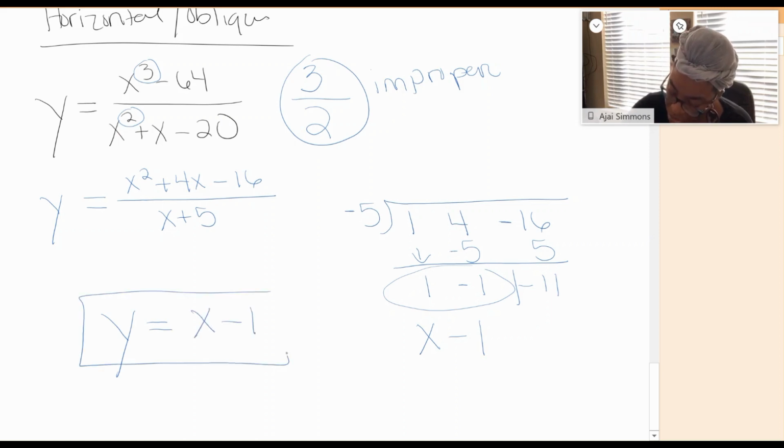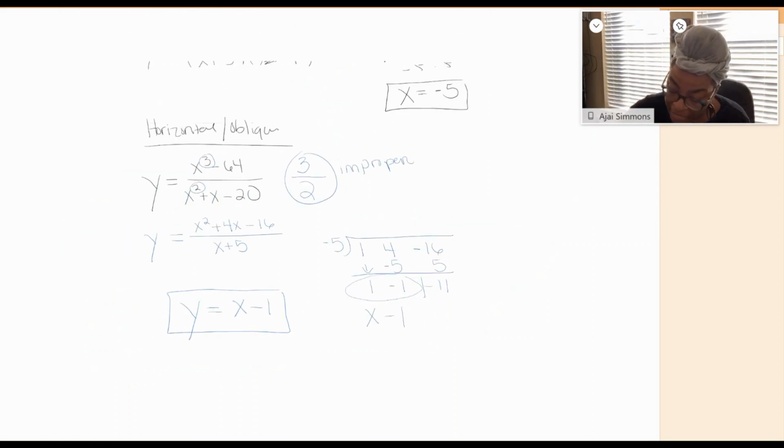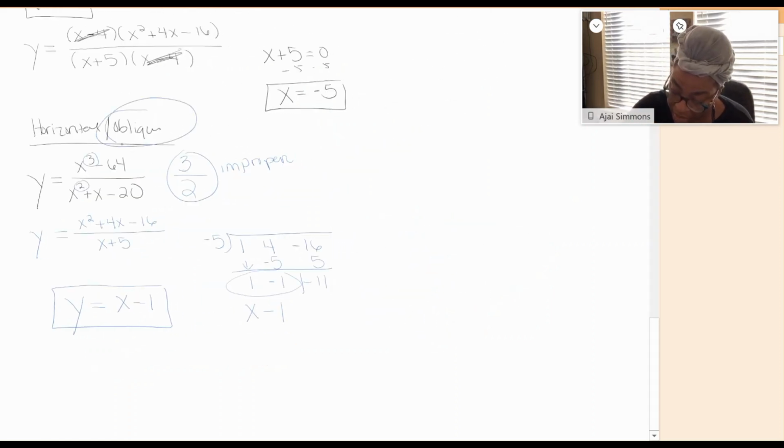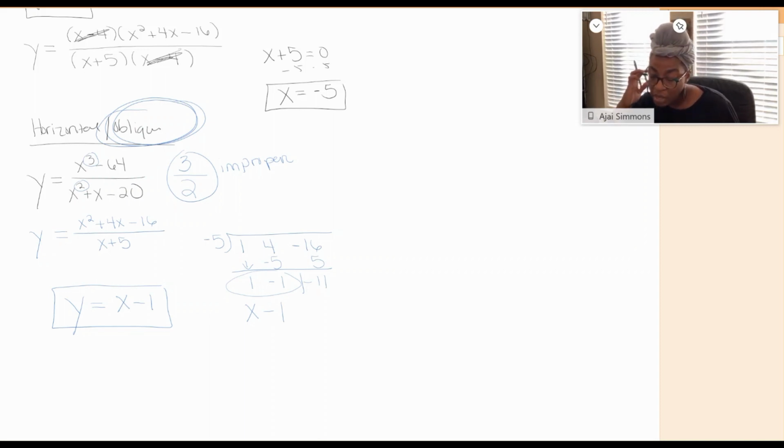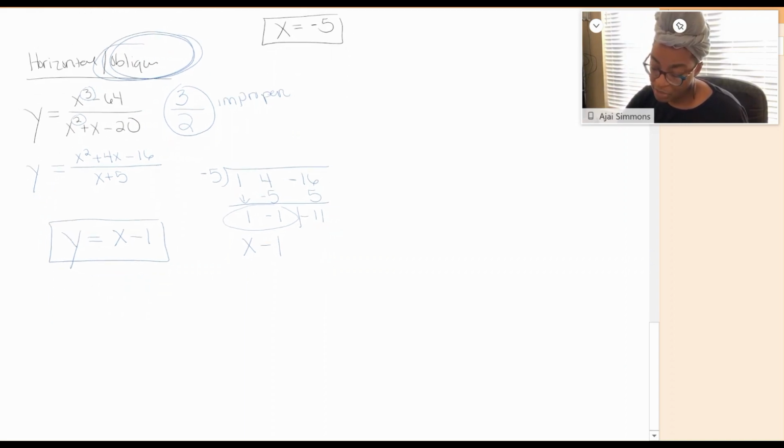So whatever polynomial you get when you do your synthetic division, that's going to be your oblique asymptote. This right here is considered to be oblique. Because we found an oblique asymptote, there is no horizontal asymptote. Okay, keep that in mind. There's no horizontal if there's an oblique. So that is that. Let me do one more.